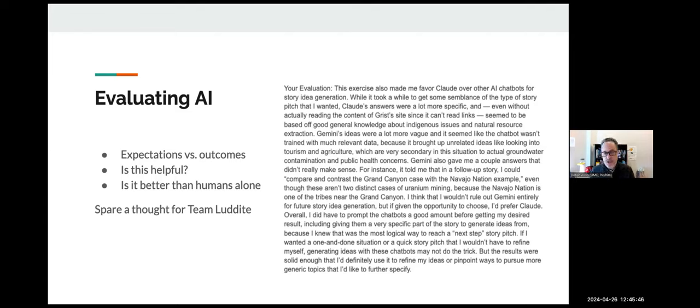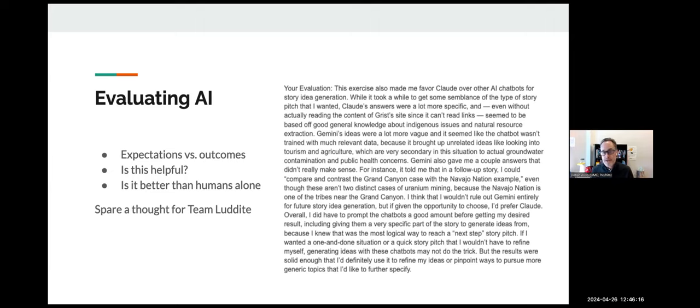And I want them to be judgmental and critical about these systems, because they quickly realize that they do have quirks is a charitable word for it, but flaws, or they do have tendencies that sometimes are helpful for some tasks and unhelpful for other kinds of tasks. And so I try to frame it as your expectations versus your outcome. Is this helpful? Is this better than humans alone?